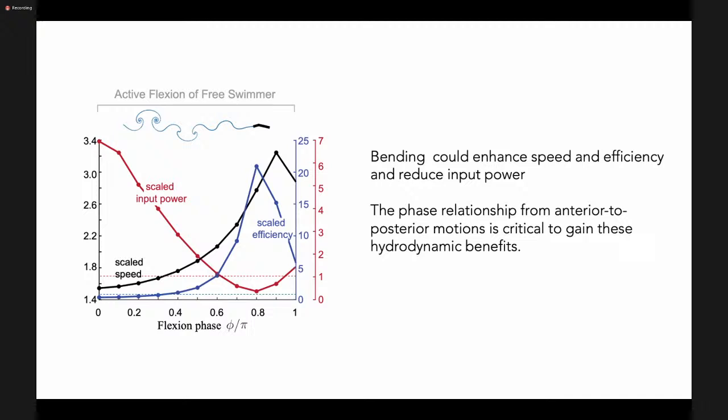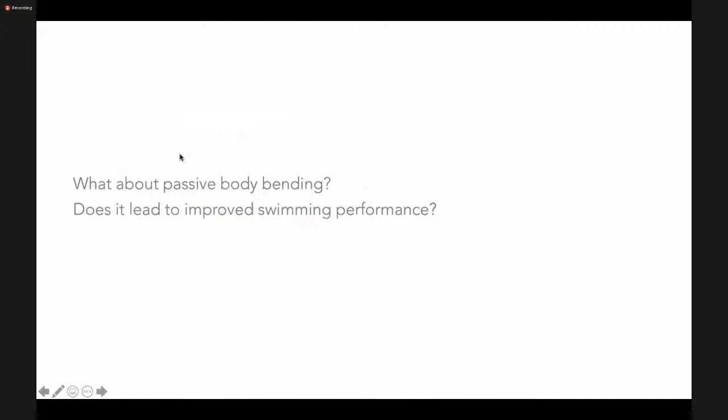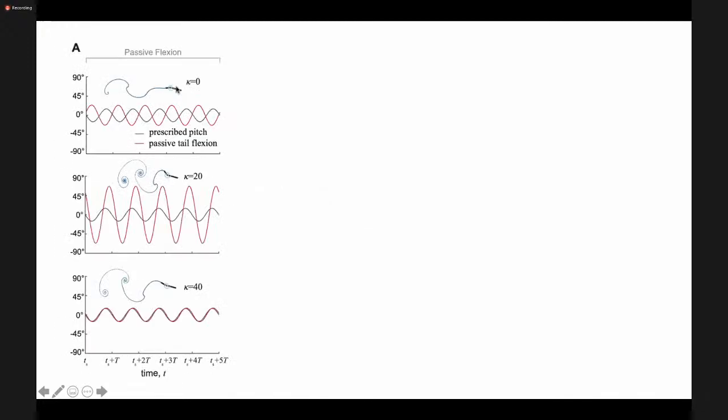actively bending. So then, of course, you're all waiting to know what happens with the passively bending body. Does it lead to improved swimming performance? And here what we did, we looked at the case where we have a spring between the anterior and posterior, so some elasticity, some stiffness. And we looked at the case of varying the stiffness and letting the tail respond passively to the flow. And what you could see is that when you have zero stiffness, the bending of the tail is also anti-phase relative to the prescribed flapping of the head.